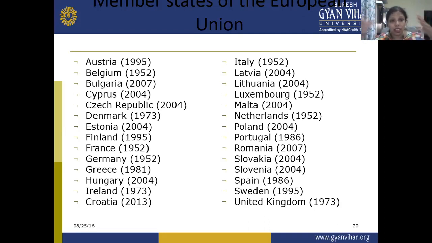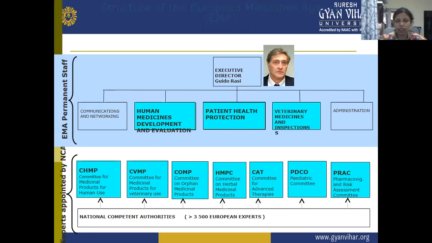You can read out the names of the European Union member states, like Austria, Belgium, Cyprus, Bulgaria, Denmark, Estonia, Finland, France, Germany, Greece, Hungary, Ireland, Croatia, Italy, Latvia, Malta, Poland, Romania, Slovenia, Spain, Sweden, and the United Kingdom, and many more. So all these are represented here; approximately 27 member states are there in the European Union. Now we will discuss where the term member state is used. That means it is for these 27 member states. Okay, now the structure of the EMA agency.